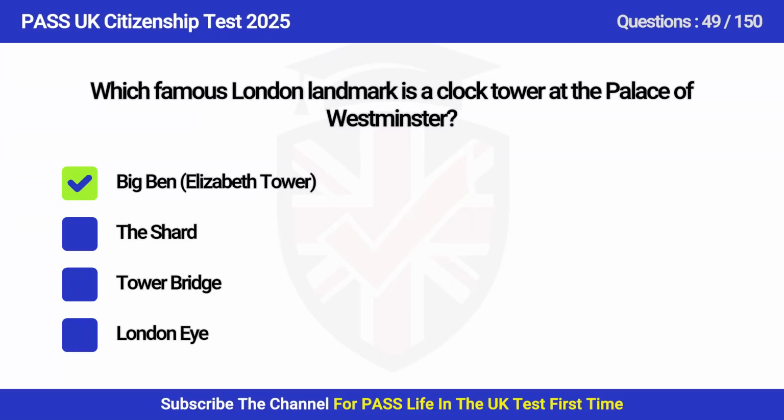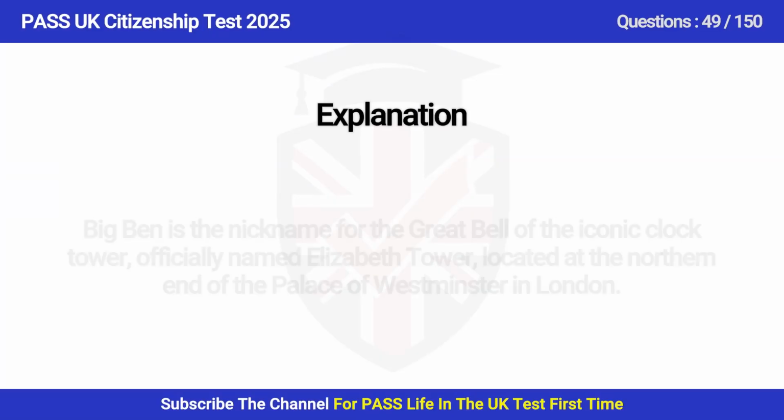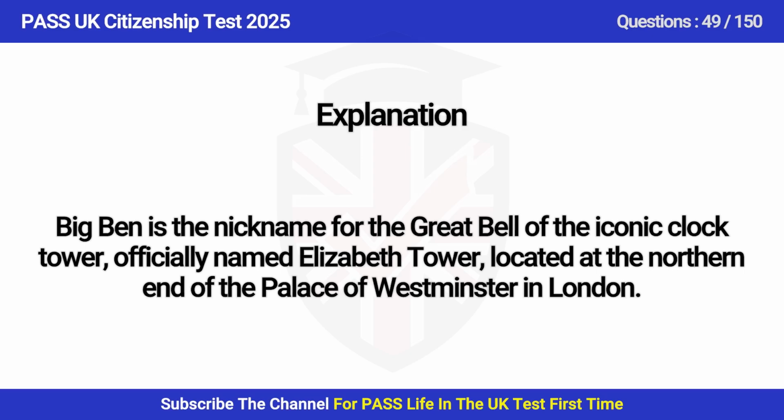Answer is A. Big Ben, Elizabeth Tower. Big Ben is the nickname for the Great Bell of the iconic clock tower, officially named Elizabeth Tower, at the northern end of the Palace of Westminster in London.